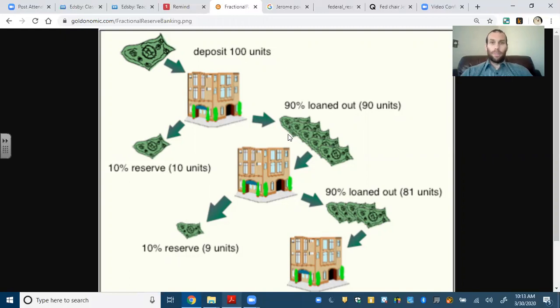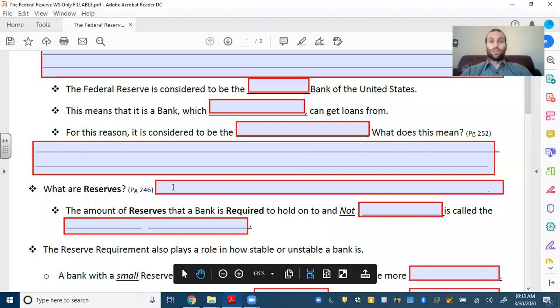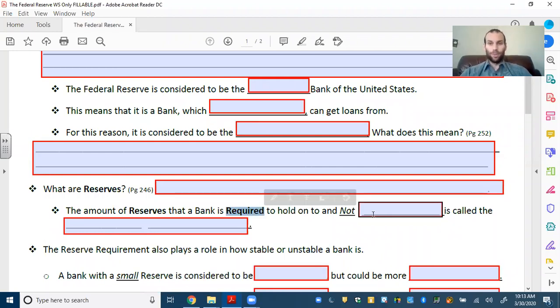So going back, reserves are money that a bank holds on to and does not lend out. All right, which is this. The amount of reserves a bank's required to hold on to, though, and not lend out, is called the reserve requirement. So the reserve requirement is the required amount of reserves. If a bank holds on to 10% and that's their requirement, they're holding on to the smallest amount allowable. But if they wanted to hold more money in reserves, they could hold on to 15% or 20 or 30. But it's the amount of money they're holding on to and do not lend out.